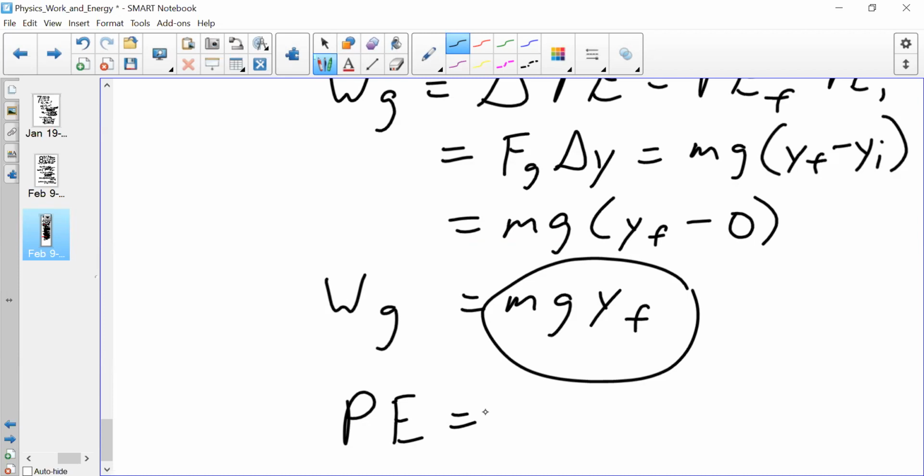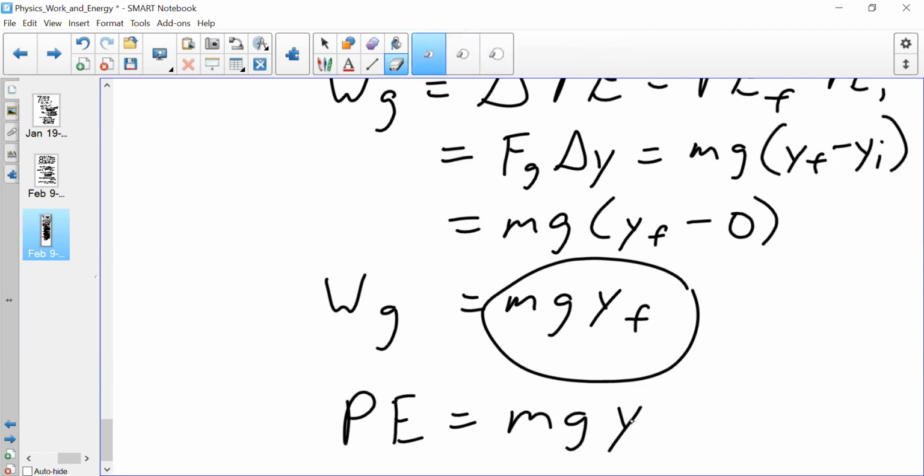And so that energy is what we call potential energy. And since it's at just one point, we don't have to bother with saying y final or y anything. It's just at that point, y. So we just say potential energy is mgy. But since normally we associate y with the height, we can say mgh, just to be consistent with our text.